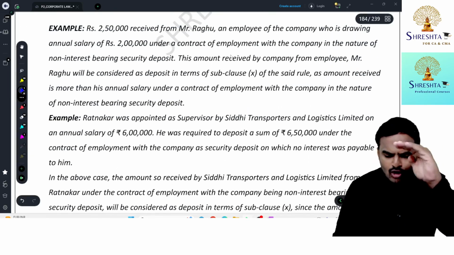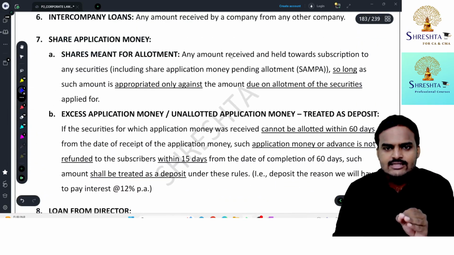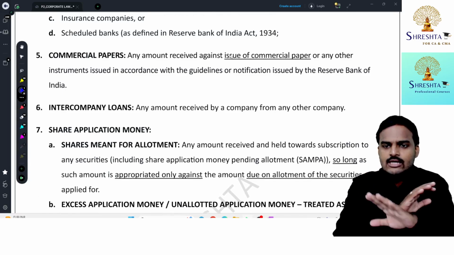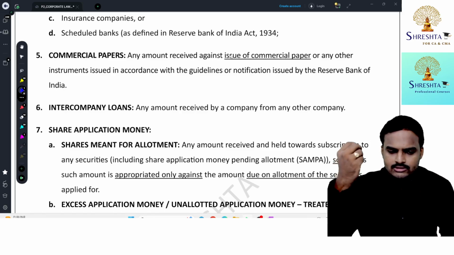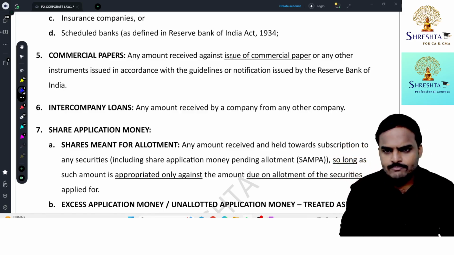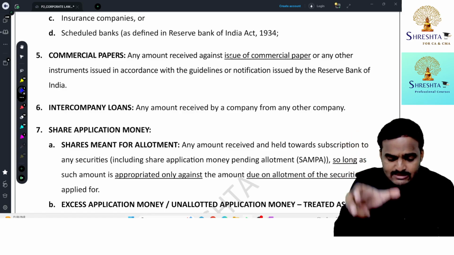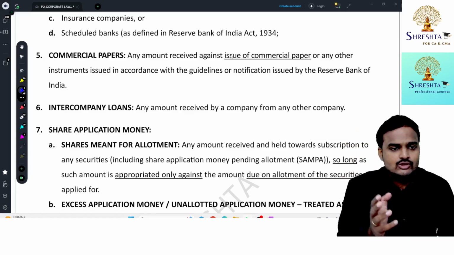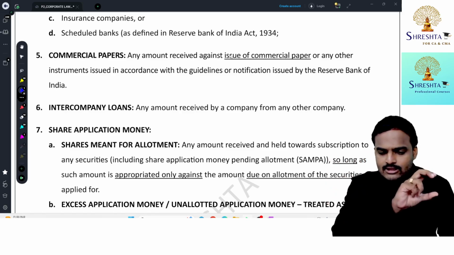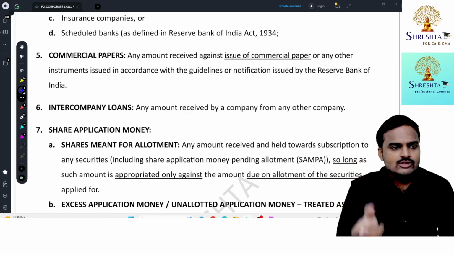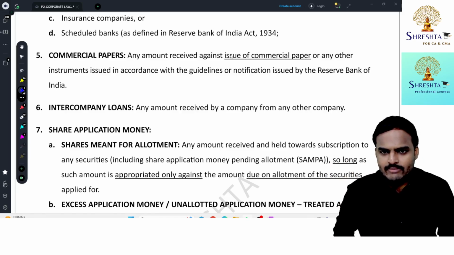Now we need to discuss all these 18 categories. Very important. If you understand these 18 points, 75% of the chapter will be complete. Just take the last 3 to 4 attempts' question papers. You'll find a question from exempted categories of deposits only. They will give a situation, narrate a story, and ask you whether it is a deposit or not. Are you getting my point, students?